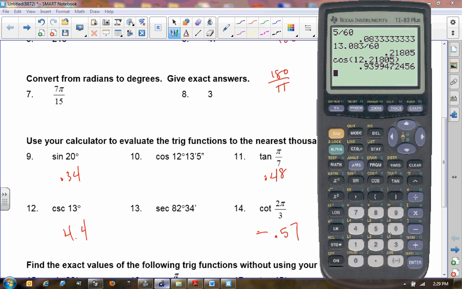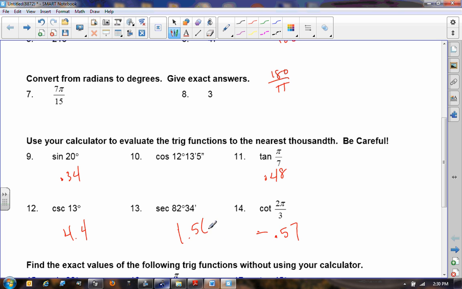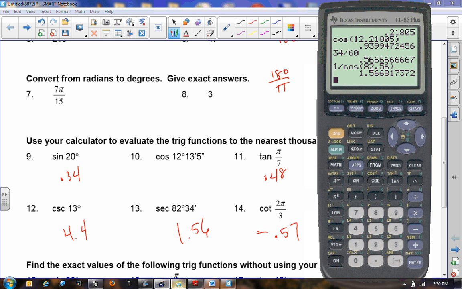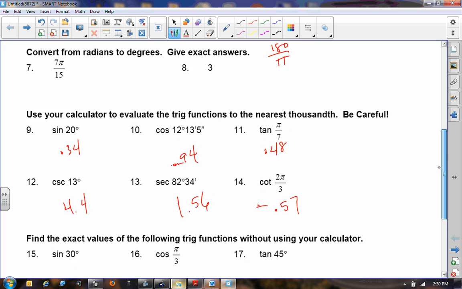So let's do the 34 over 60 for number 13. Now secant is 1 over the cosine of 82.56. All right, 1.56. Number 10 was 0.94. Check your mode. Make sure you check your mode.